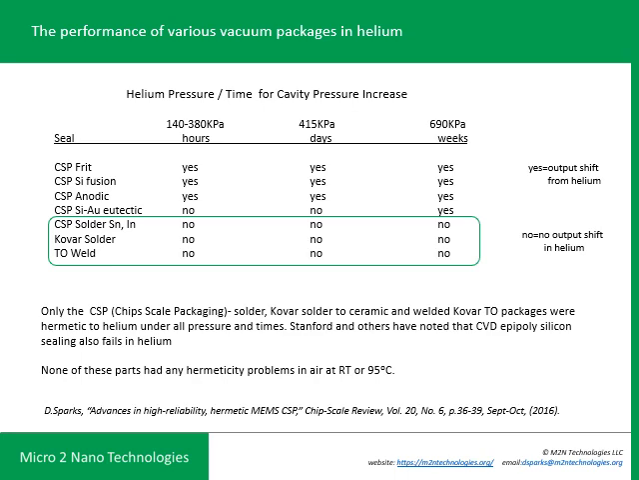Quite a few of them, if it says yes on this chart, that means under these high pressure conditions, whether it's 140 to all the way up to 690 kilopascals of helium pressure, you would eventually get helium leaking through the interface at room temperature. The only ones that didn't do that were Kovar soldered ceramic packages or welded Kovar metal packages. I was able to develop a solder bonding, wafer-to-wafer bonding process that didn't leak helium. So it is possible to have a chip scale package that's pretty much helium proof.